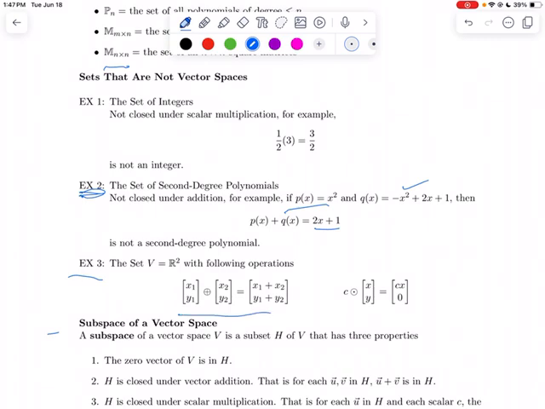But look at the scalar multiplication. So this is saying c times (x, y) is going to be (cx, 0), the second coordinate will be 0. So this is a different kind of scalar multiplication. So we have to check whether it is a vector space or not.